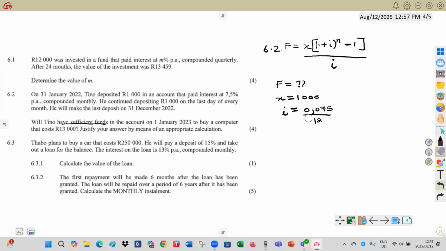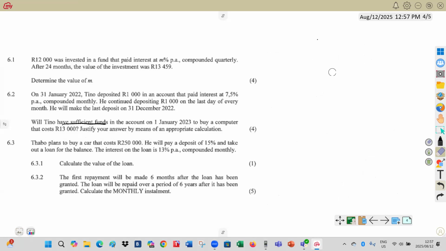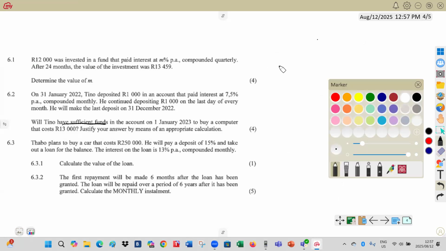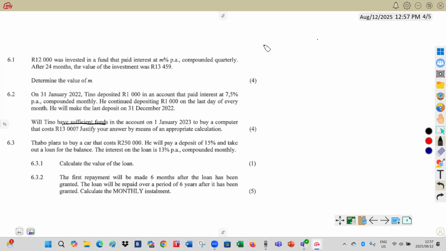On 6.3, you are told that always make sure that you read a question and understand it before you attempt answering it. A question understood is a question partly answered. So here we are going to have 6.3.1.